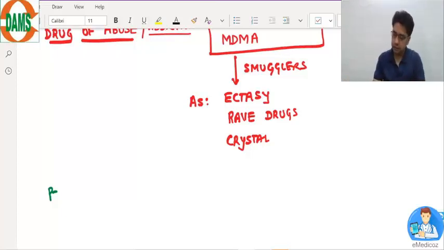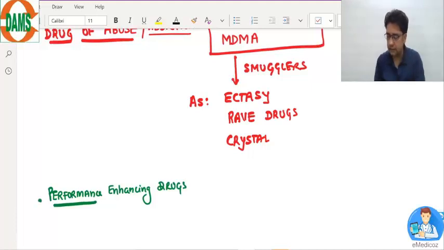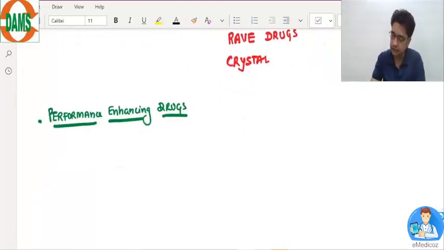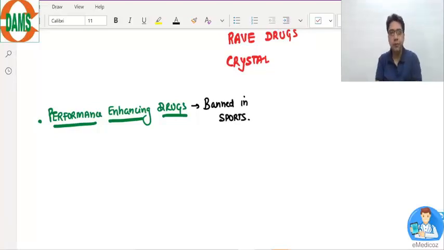Yeah. So amphetamines are also performance enhancing drugs. Because of this reason, these amphetamines, which are performance enhancing drugs, are banned in sports. Any drug which is banned in sports is also known as a dope drug.